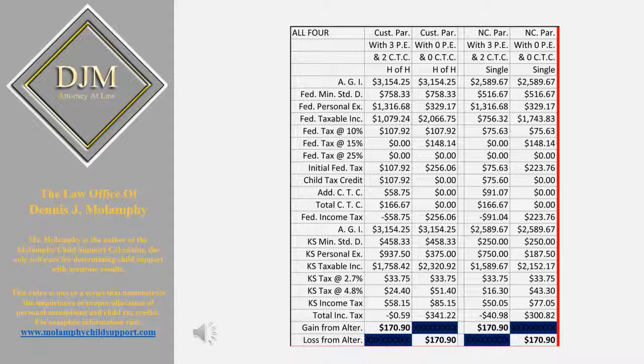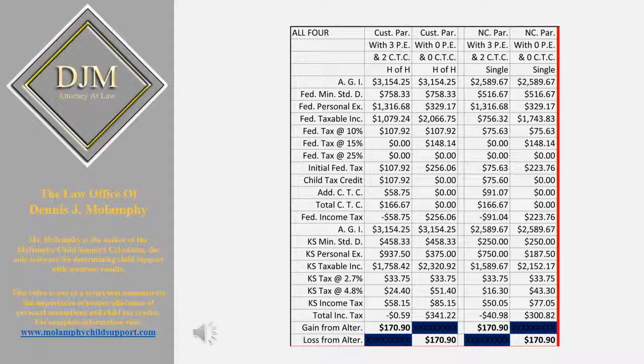The row labeled Fed Tax at 15% shows that the children's 3 personal credits are worth $148.14 to the custodial parent for an AGI of $3,154.25 because they protect that much of the parent's taxable income at the full 15% rate.